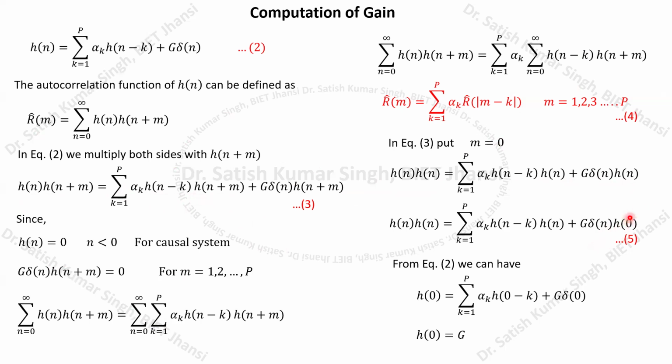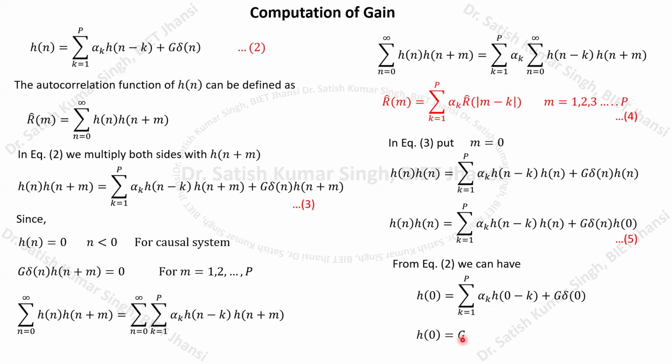This h[0] value can be directly calculated from equation number 2. If you substitute n equals 0, this becomes the summation of alpha k h[-k] plus g delta[0]. Here delta[0] is going to be 1 because it is a unit sample. The first summation is going to be 0, because we are following the same property: it is a causal system. For n less than 0, all these values are 0, since they give h[-1], h[-2] up to h[-p]. So all these values are 0, and here h[0] is going to be g.